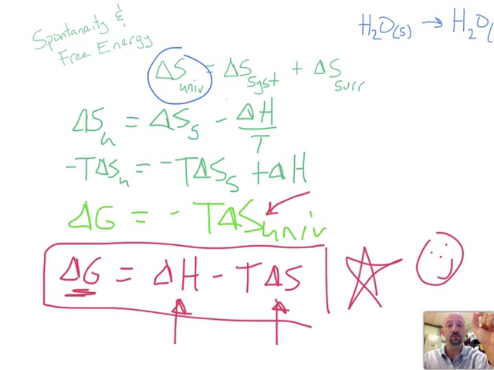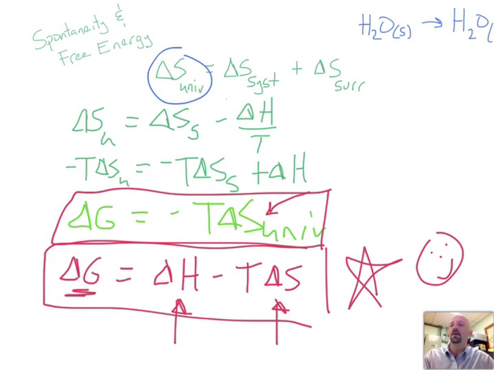So I'm getting information about the universe merely by evaluating the heat exchange of the system and the entropy change of the system. Now, this is important because this is going to allow us to do a little bit more work. One of the things it's going to allow us to do is evaluate spontaneity. Remember, according to the second law of thermodynamics, something is spontaneous if, during its happening, the delta S of the universe goes up. It's positive.